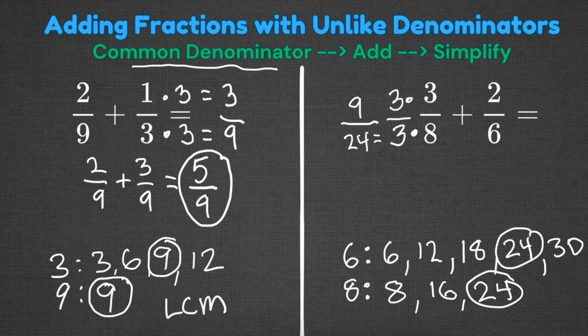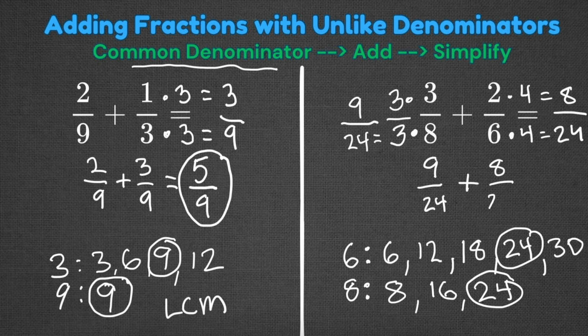And now I need to take this 2 over 6 and turn this into something over 24. So 6 times 4 gets me 24, and 2 times 4 gets me 8. My new fraction for 3 over 8 is 9 over 24. And I'm going to add that to my new fraction for 2 over 6, which is 8 24ths. If I add those two together, I'll get 17 over 24, or 17 24ths.